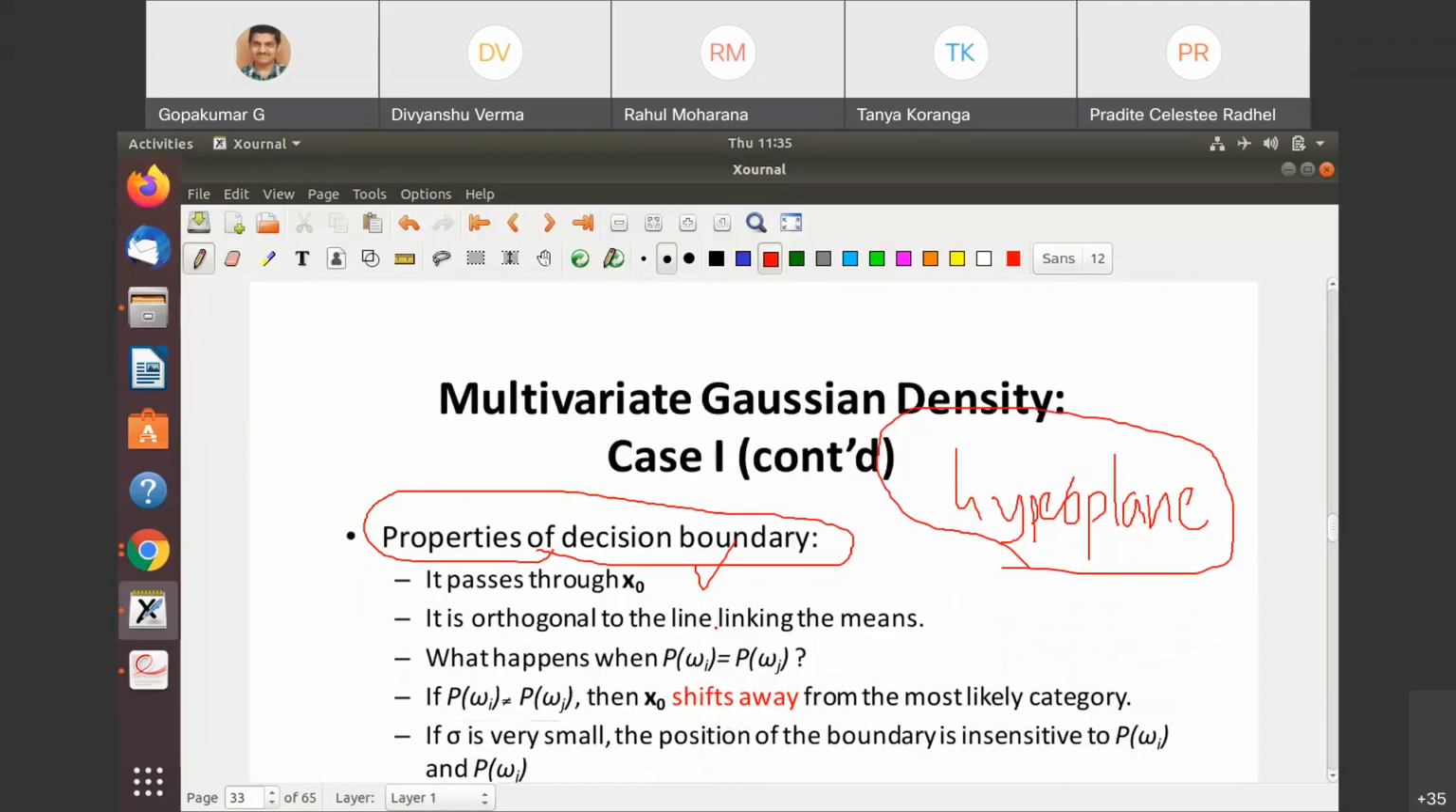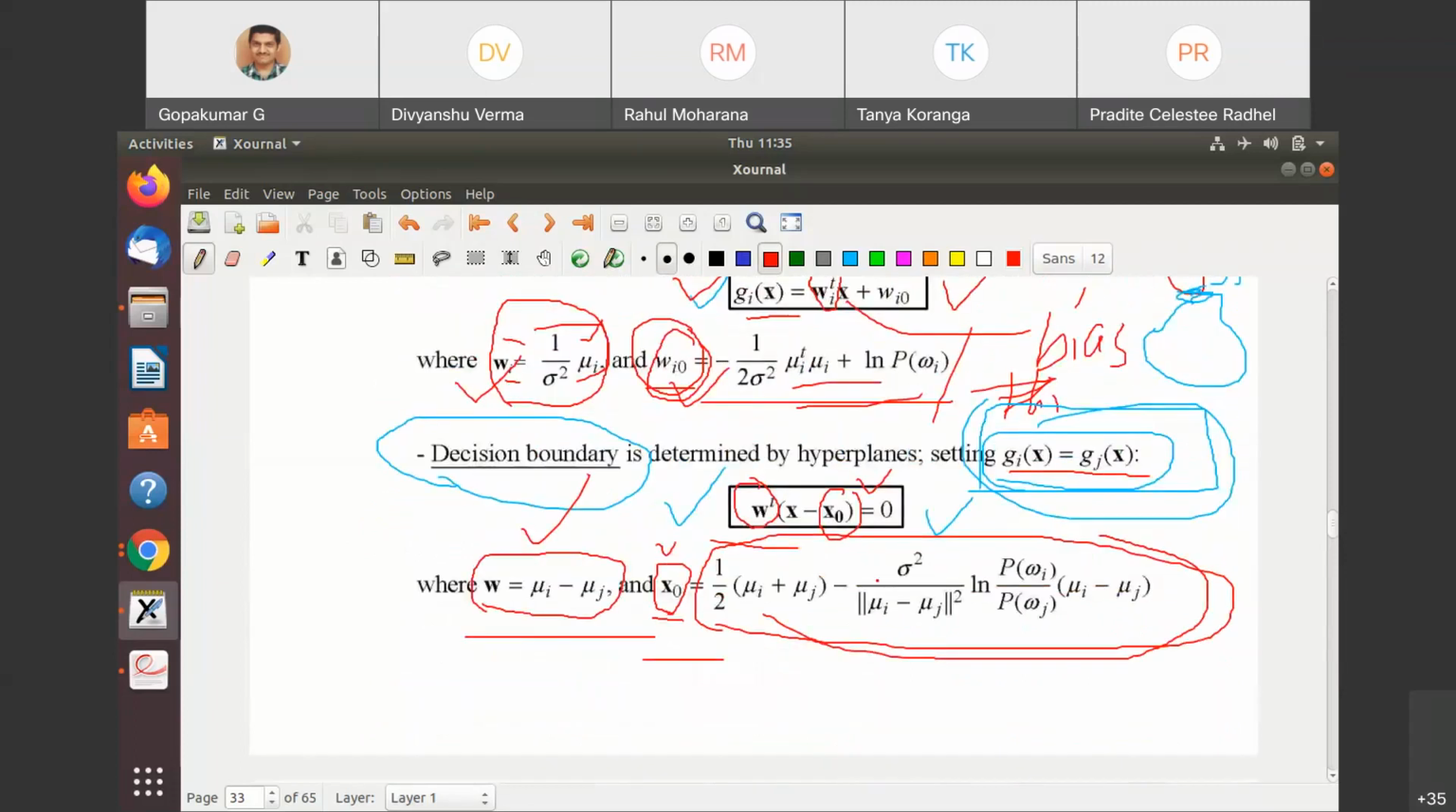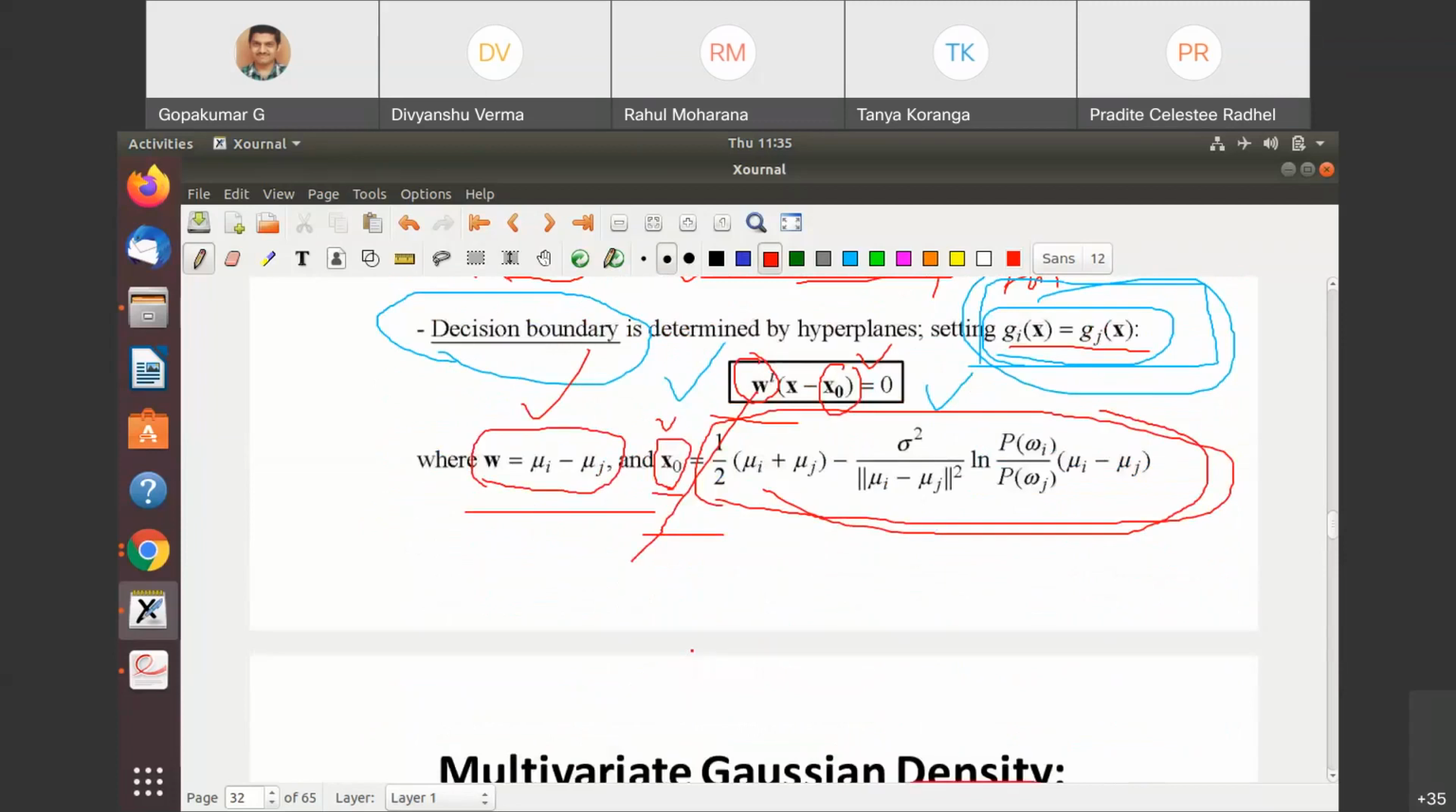So we assume that the decision boundary, the hyperplane, passes through x0 and it is orthogonal to the line linking the mean values. In this case we have mu i and mu j, two classes. So that is another interesting property. The point is that W is a vector, and it is defined as the difference between the mean vectors.